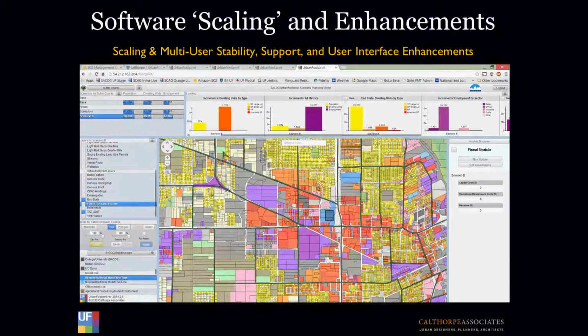Likely next steps will be continued software scaling and enhancements. More of a challenge than typical for software because of the open source nature of the project. Most of the software development is occurring as part of deployment and use. But this is just a quick shot of the user interface, and so we'll continue to enhance that, and more importantly, really continue to enhance the scalability of the model, the multi-user capability. So that's an ongoing process.